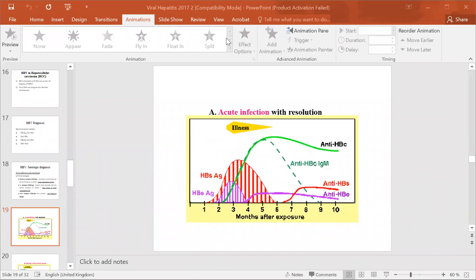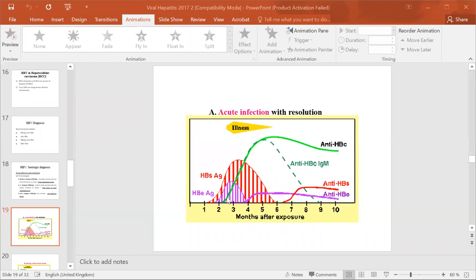Which antigen is the next one to appear? Hepatitis E antigen is the next one to appear. You see this one here? It starts appearing around 2 months. It's produced, but not in large amounts like surface antigen. It also disappears after 4 months, and when it disappears, you start developing antibodies to E antigen. They also last for a long time, okay?